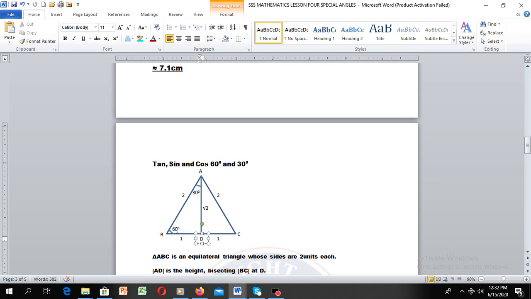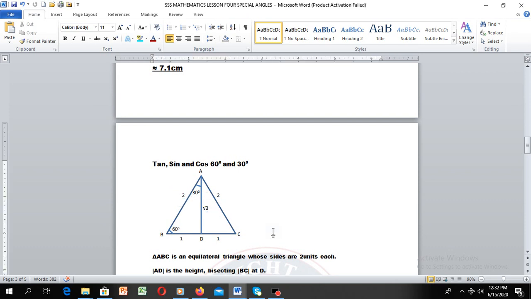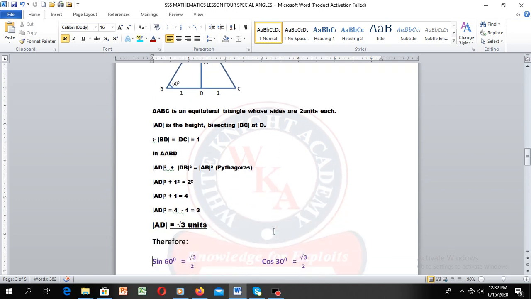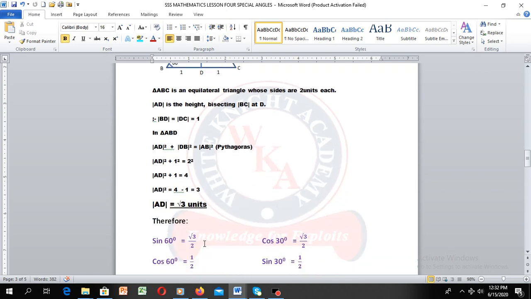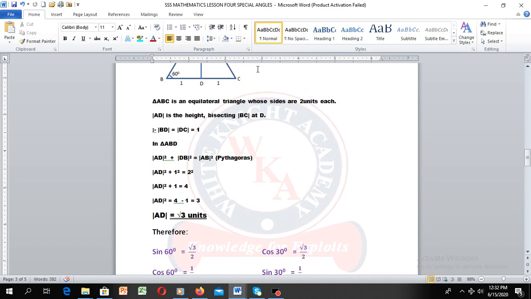So sine 60, sine is opposite over hypotenuse. So sine 60 is opposite, and our opposite here is length AD, which is root 3 units. The value is square root of 3. So sine 60 is equal to opposite root 3 over hypotenuse 2, root 3 over 2. Therefore, sine 60 is equal to root 3 over 2. We can see that.